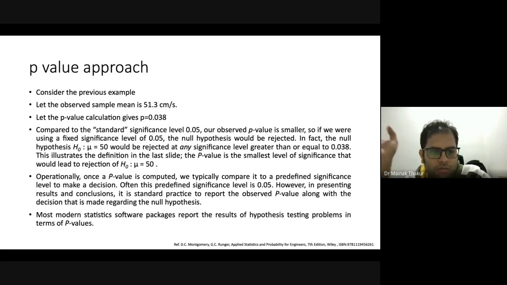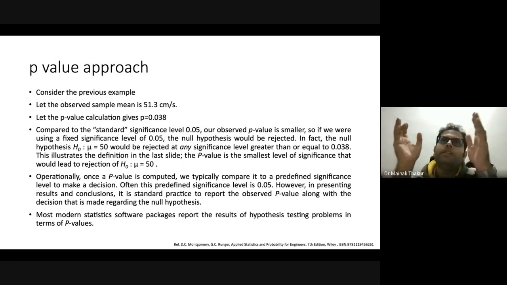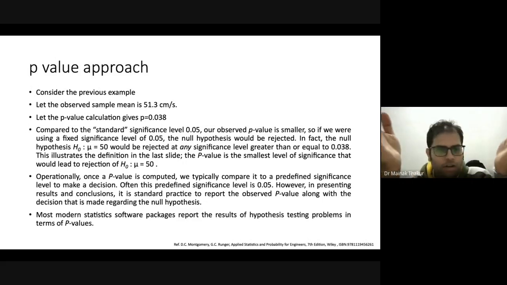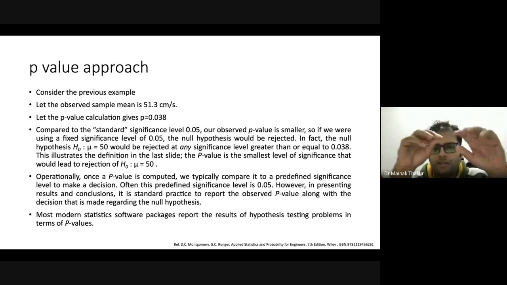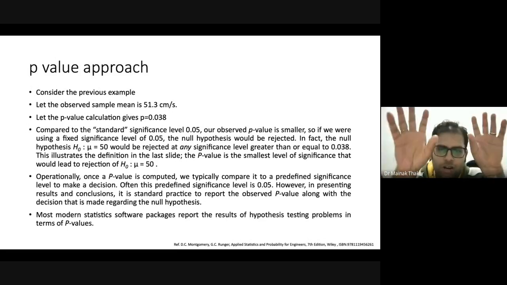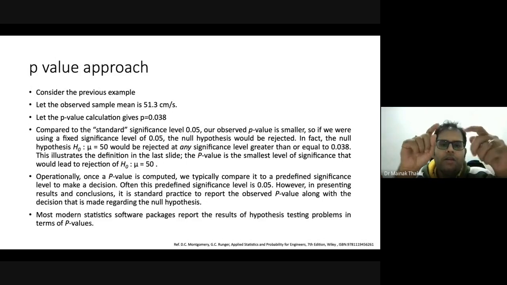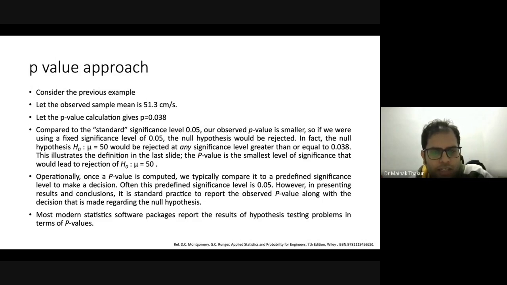Most of the software now gives the p-value. You can also calculate the p-value easily using probability, and in any inference book you will find it's not difficult at all. You can do the p-value calculation by hand, but software gives it readily, so there is no problem. So if you get the p-value, compare it with the significance level 0.05. If it is less than 0.05, you reject the null hypothesis. If it is more than 0.05, you accept the null hypothesis.